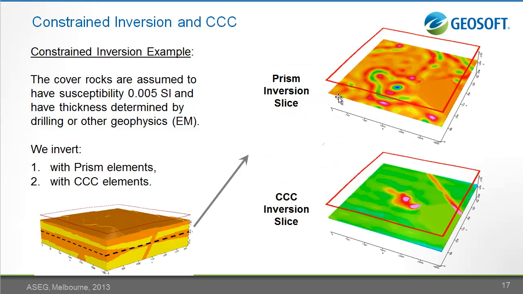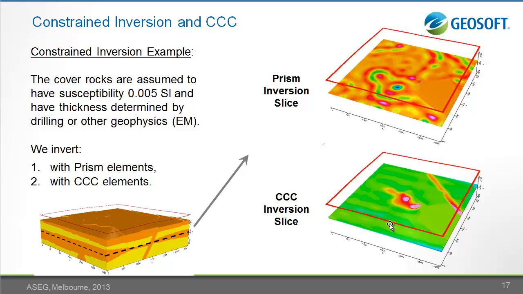Alright, so here is the result of that inversion process. I've inverted, and I'm showing on the top what the slice from the inversion looks like if I invert with prism elements, and underneath that I'm showing the slice that is recovered if I invert using Cartesian Cut-Cell elements.